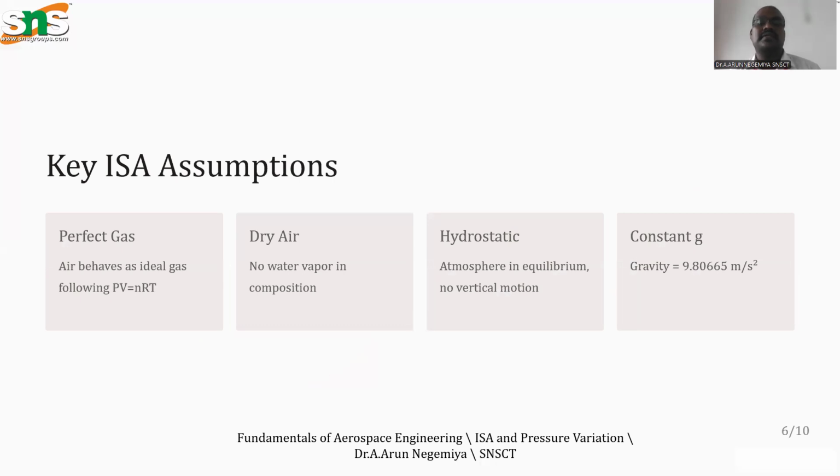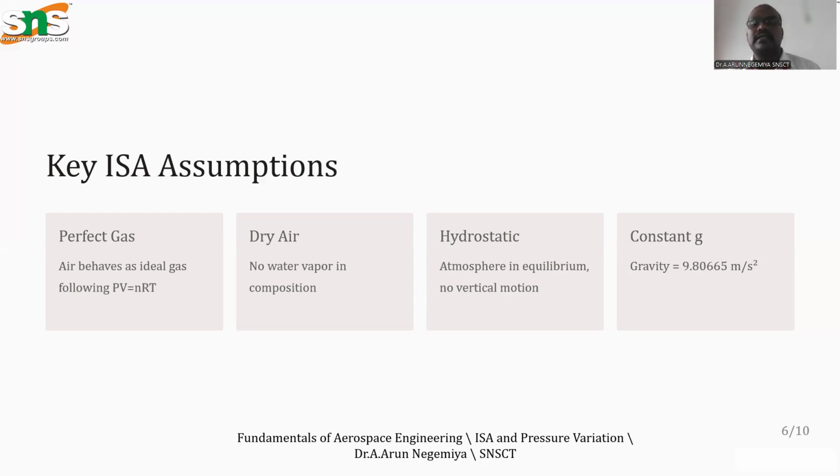The first one is the perfect gas. The perfect gas can be used to get good results in these cases. It is calculated by PV equal to nRT, where P means pressure, V means volume, n means number of moles, R is the gas constant, and T is the temperature. And the next is dry air, which has no water vapor in the composition.